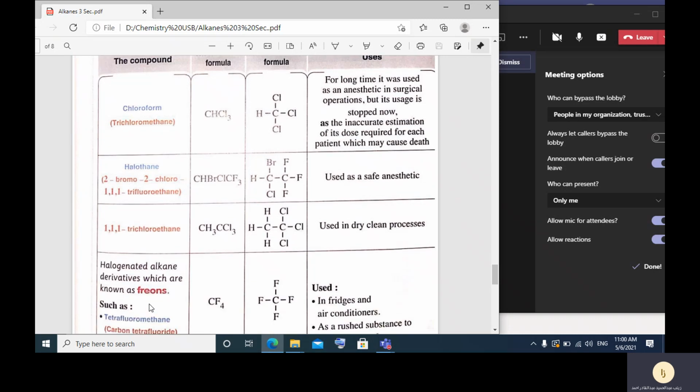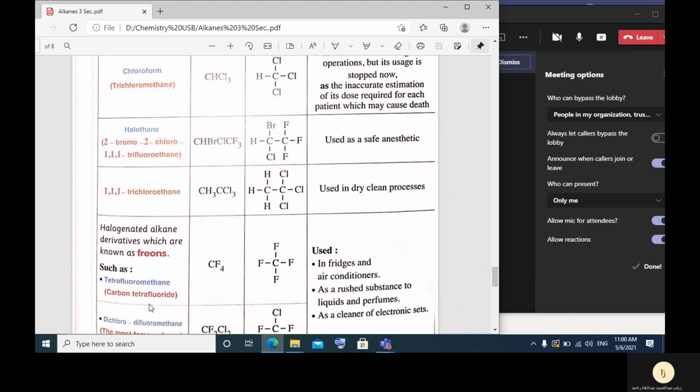Halogenated alkane derivatives which are known as freons. Like what? Carbon tetrafluoride or tetrafluoromethane.